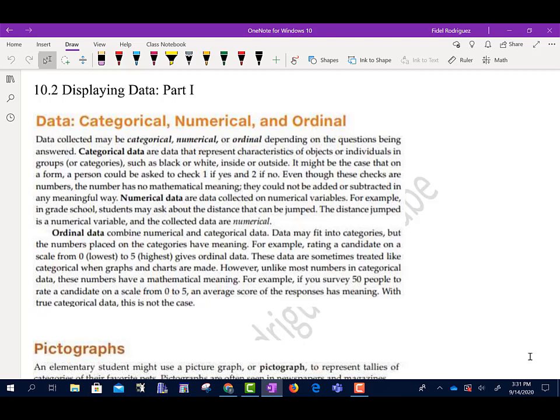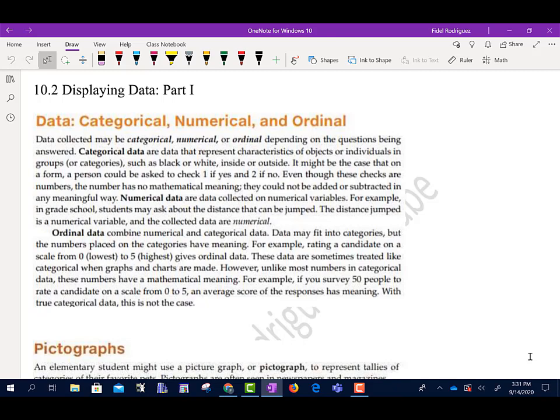Categorical data are data that represent characteristics of objects or individuals in groups or categories, such as black or white, inside or outside. It might be the case that on a form, a person could be asked to check one if yes and two if no. Even though these checks are numbers, the number has no mathematical meaning. They could not be added or subtracted in a meaningful way.